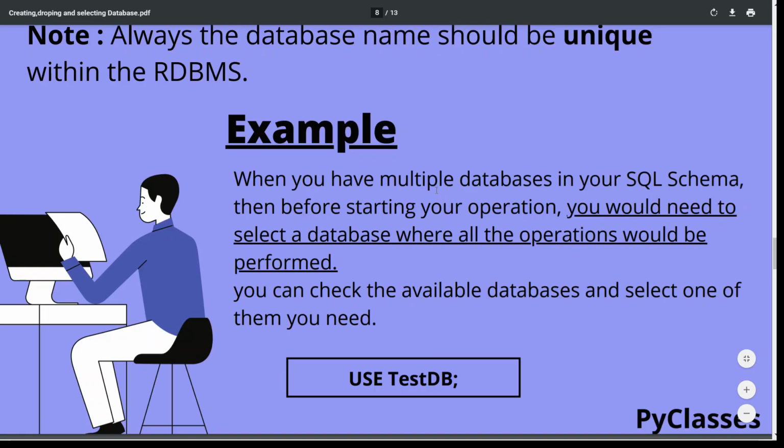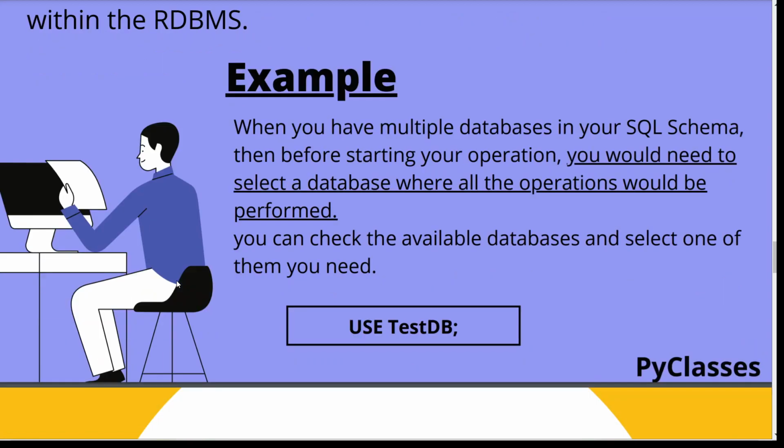When you have multiple databases in your SQL schema, then before starting your operation, you would need to select a database where all the operations would be performed. So you can check the available databases and select any one of them. So then you have to use this query. So now let's have some practical.